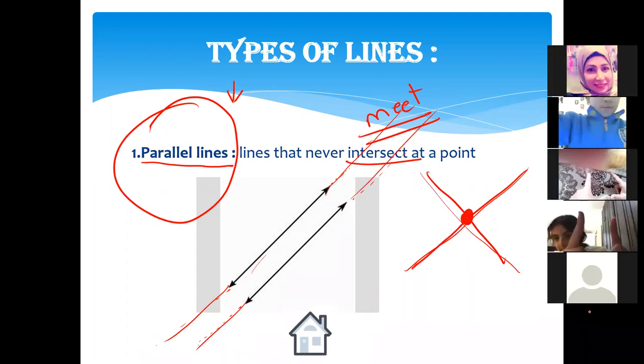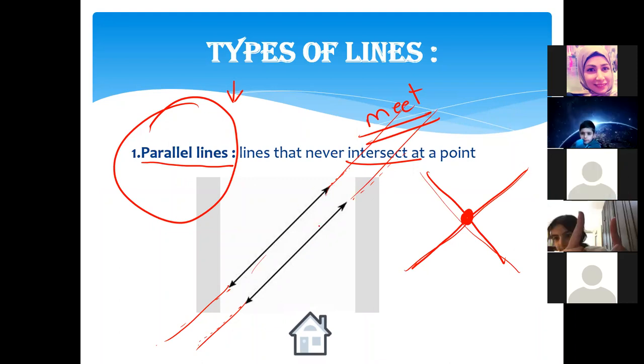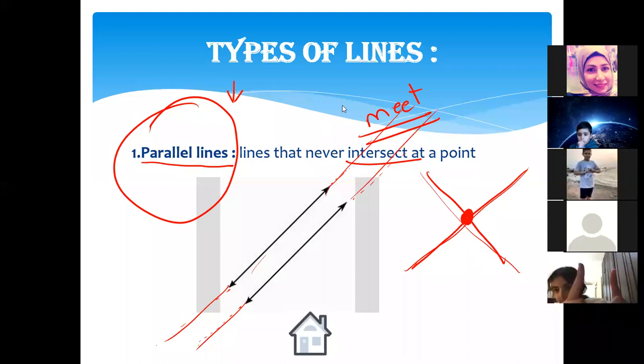Yes, Jude. Bravo, they are parallel. Okay, so two lines are parallel if they are facing each other, opposite to each other, and they never meet at a point. Right. Okay.